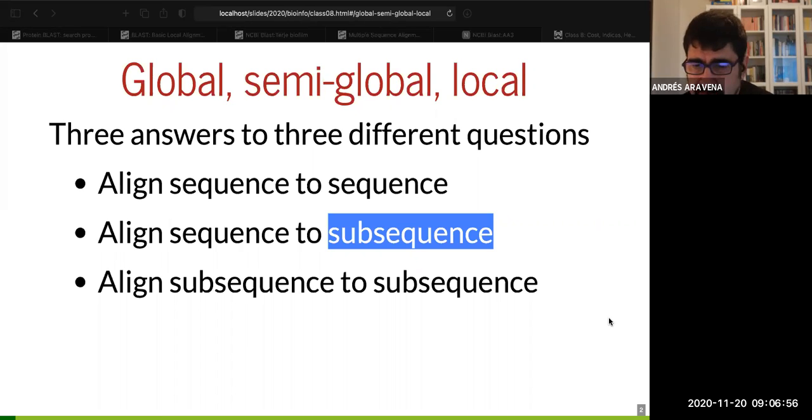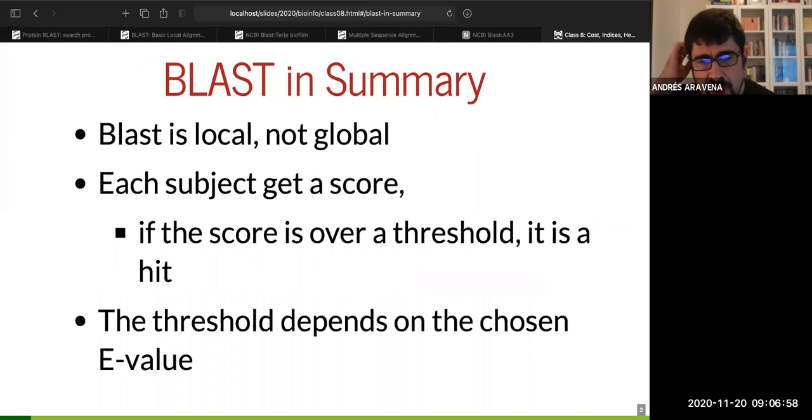Okay, subsequence, don't get confused. So, an important thing in BLAST: BLAST is local, and everything gets a score, and we have a threshold for the score, and normally that threshold is not chosen. In fact, I don't know a way to choose the score. We have a way to choose an e-value.